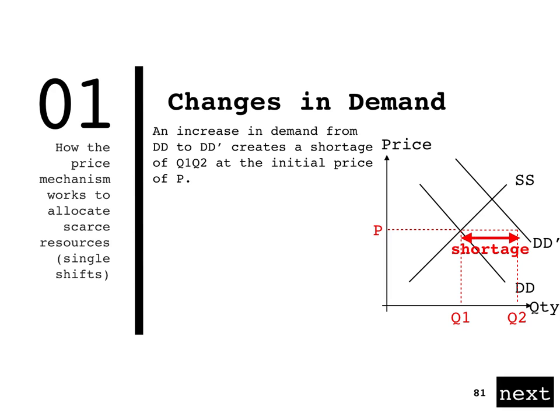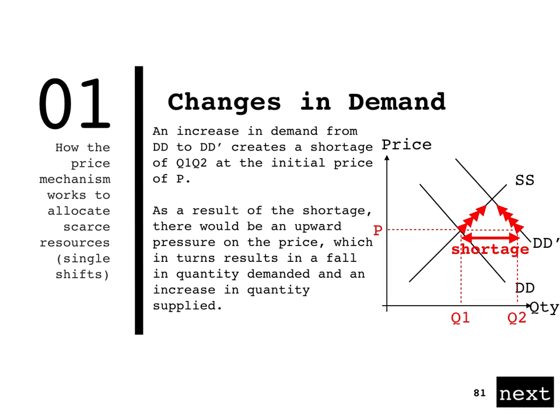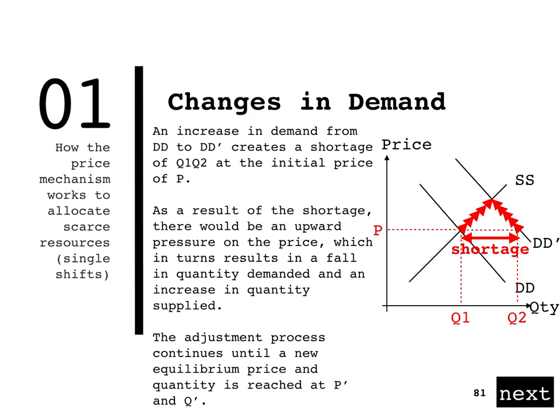And again, based on what we have learned just now, a shortage actually causes an upward pressure on prices. And as prices go up, quantity demanded will fall according to the law of demand. And as prices go up, quantity supplied will increase according to the law of supply. The fall in quantity demanded and the increase in quantity supplied will adjust until quantity demanded is equivalent to quantity supplied at P prime at Q prime.